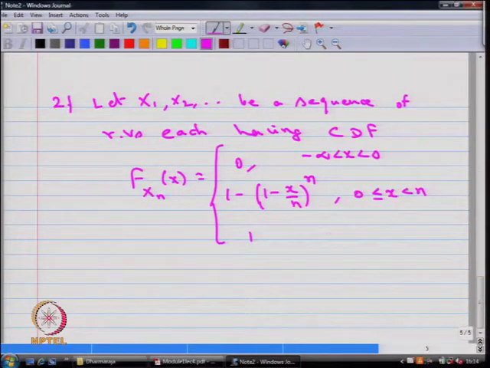From n onwards till infinity the value is 1. So, this is the cumulative distribution function for the random variables Xi's. It is a function of n, therefore, I have made it F suffix X suffix n. That means, this is a CDF for the random variable X n. For every n you have this form.